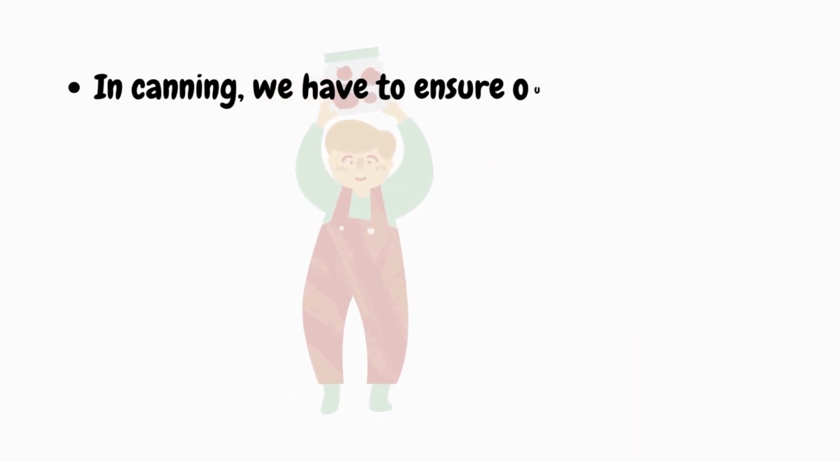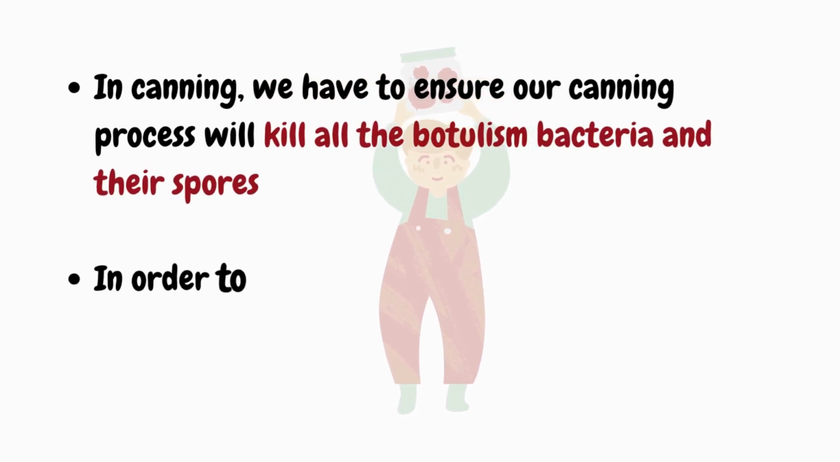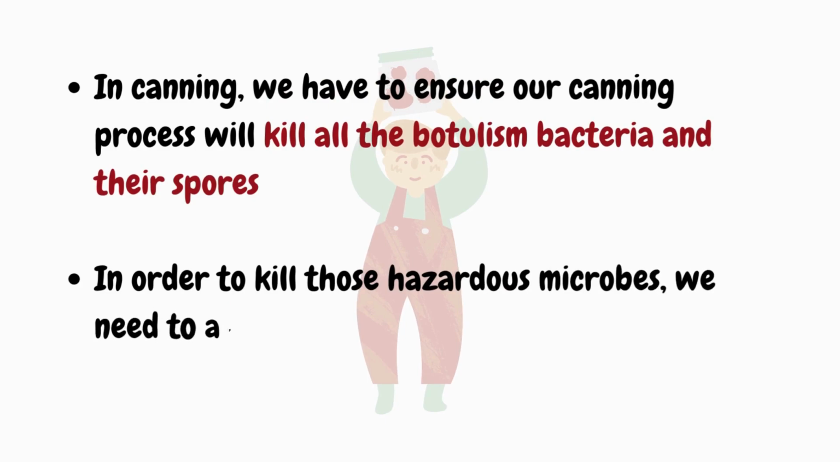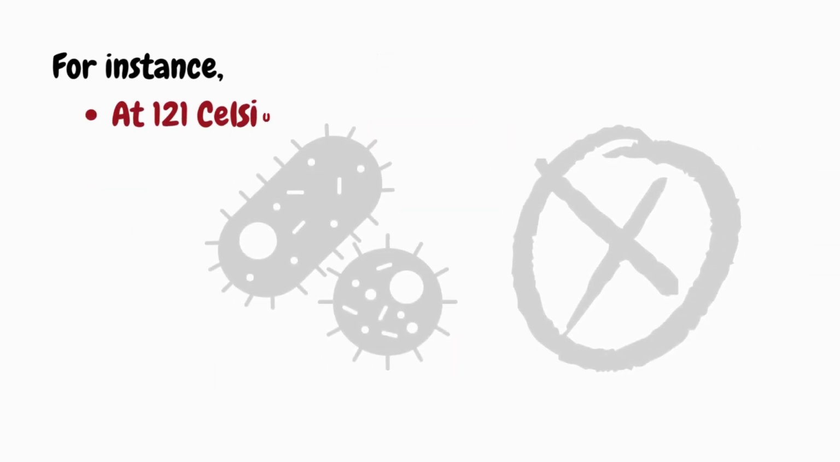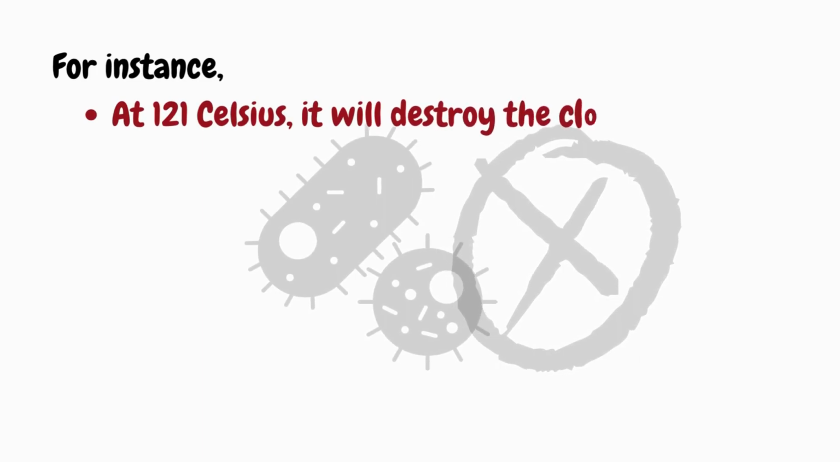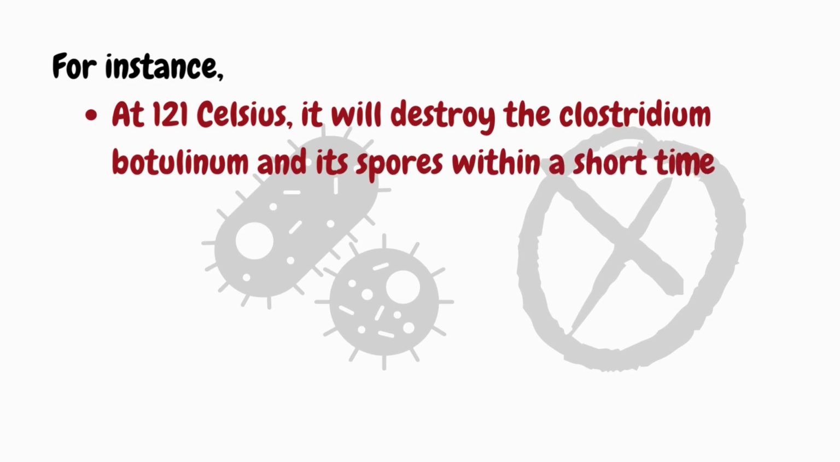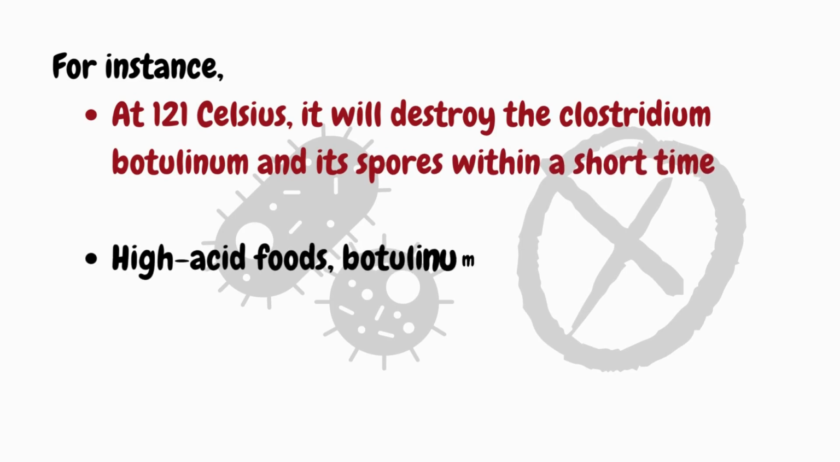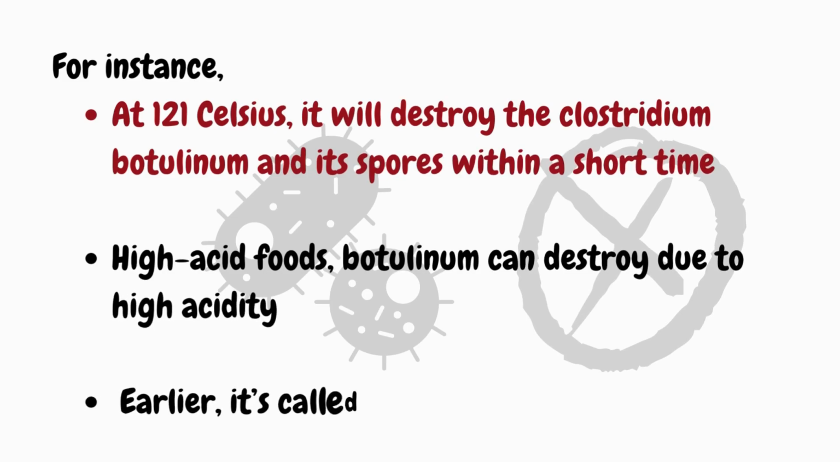So in canning, we have to ensure our canning process will kill all the botulism bacteria and their spores. In order to kill those hazardous microbes, we need to apply much higher temperature conditions. For instance, at 121 Celsius, it will destroy the Clostridium botulinum and their spores within a short time. In the case of canning high-acid foods, botulinum can be destroyed due to high acidity. Since this canning process helps to destroy Clostridium botulinum early, it's called a botulism cook.